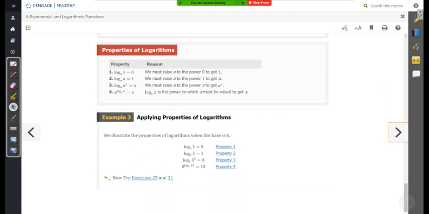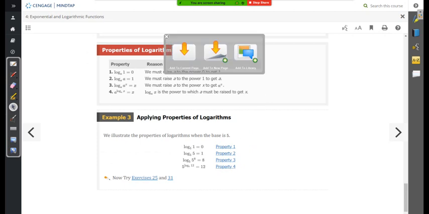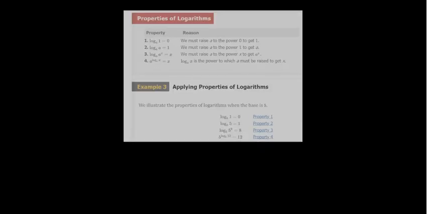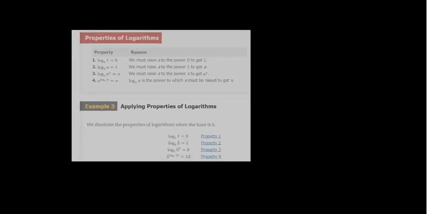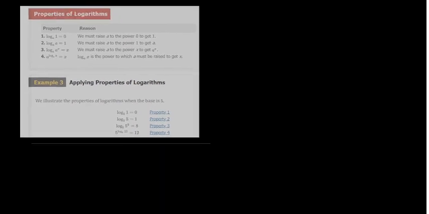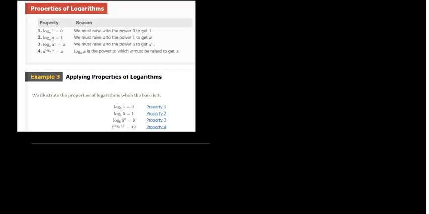Okay, so here we go. Properties of logarithms. Now, the properties of logarithms, we'll put it right here for now. Okay, they are common sense.